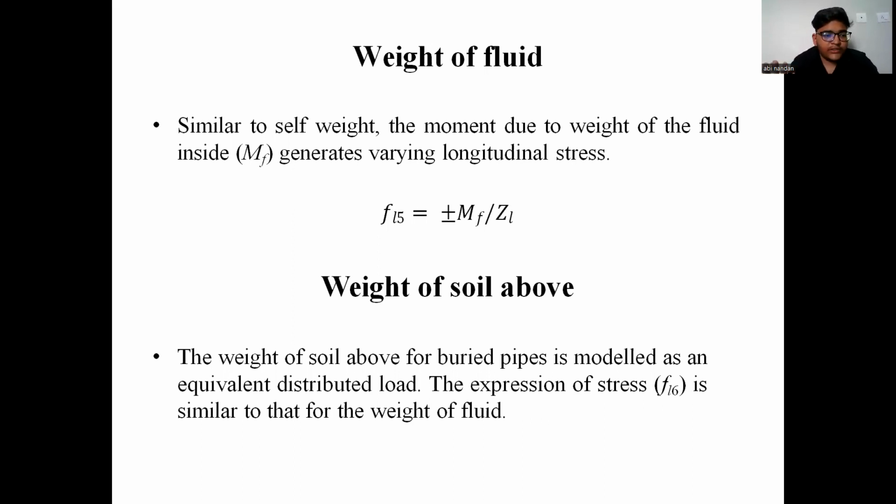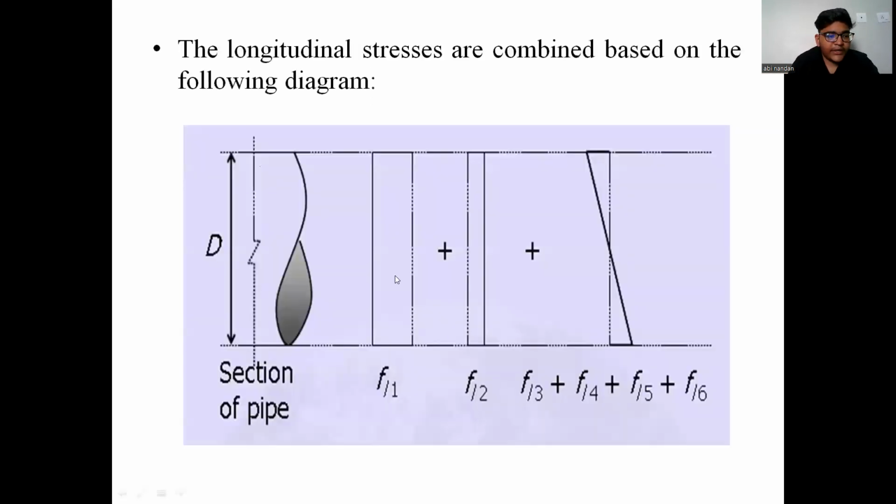Then the weight of the soil above, as the pipe is going to be placed under the soil. So the soil weight must also be considered. The weight of the soil above for buried pipes is modeled as an equivalent distributed load. The expression for F6 is similar to the fifth one. The longitudinal stresses are combined based on the following diagram, where first we apply the pre-stress, then transfer, and then the liquid loads and varying loads take place. This is the stress profile of the cross section.